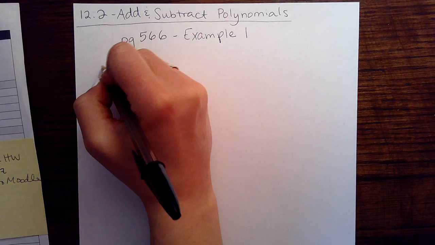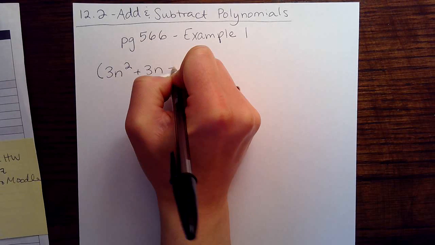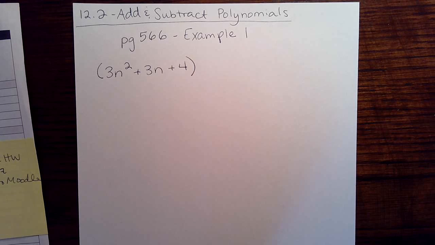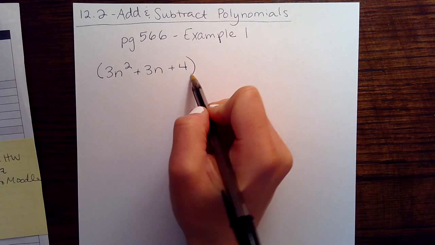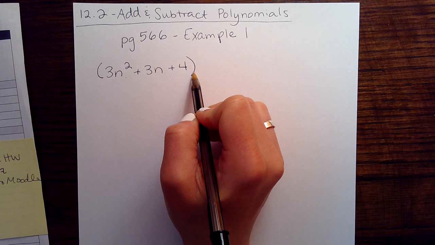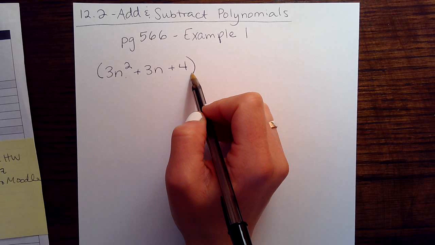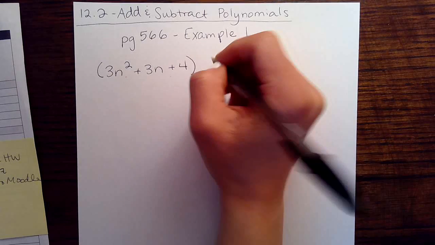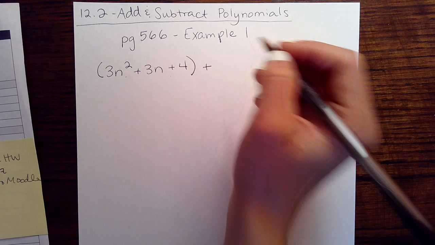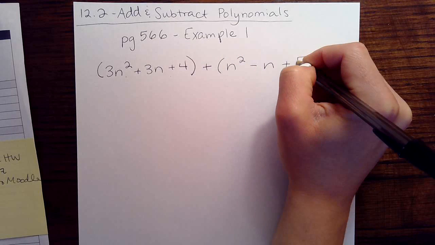Our first example, 3n squared plus 3n plus 4. This is our first polynomial, and we won't worry too much about naming them right now, but just so you know, we can name them based on the number of terms. This has 3 terms, so it is called a trinomial, like a tricycle has 3 wheels. So that's our first polynomial, and we're adding to it n squared minus n plus 5.